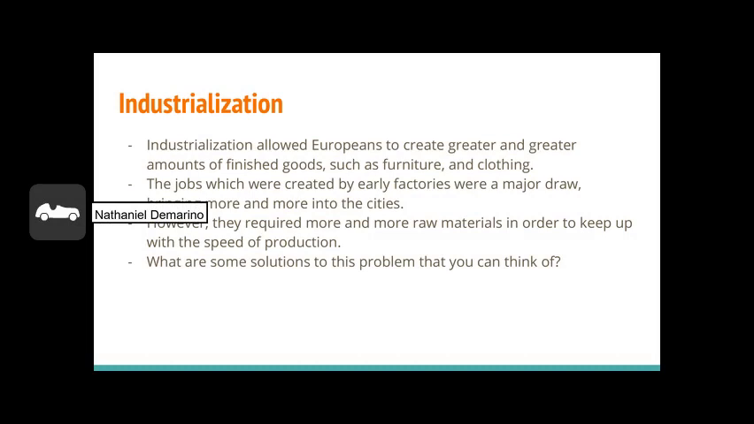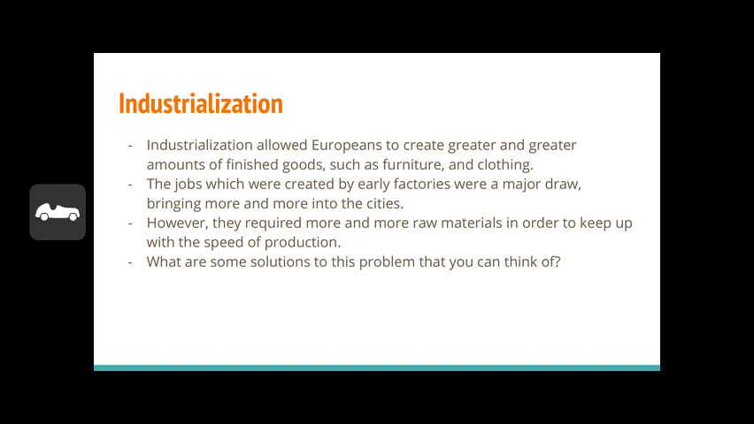So we briefly touched on this topic a little bit earlier in the lesson. I want to talk about industrialization and why that was such a big factor in driving the Europeans to colonialism. Now, industrialization is a huge topic. I could do a whole lesson on just industrialization, and in the future we probably will.